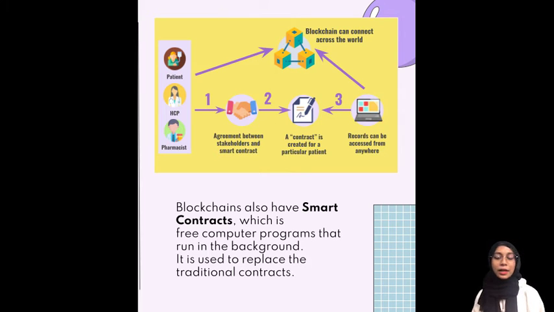Other than that, blockchains also have smart contracts, which are small computer programs that run in the background of the blockchain. What are smart contracts used for? They are used to search for conditions such as facilitation, verification, and compliance. A smart contract replaces traditional contracts, which are not used anymore today.